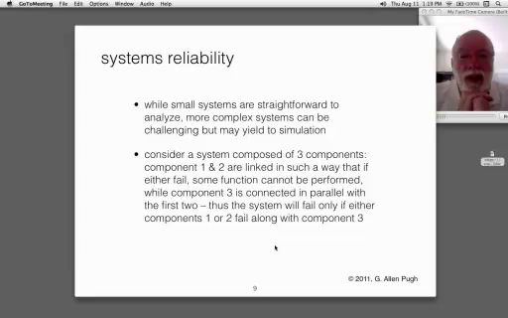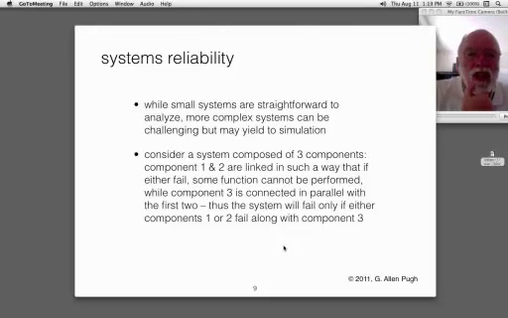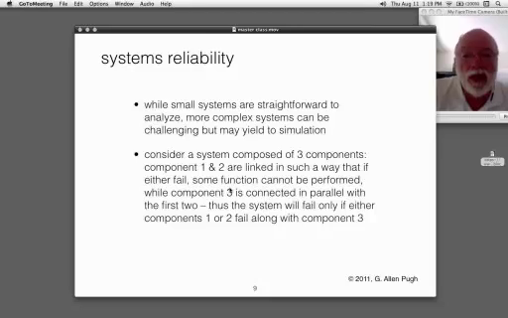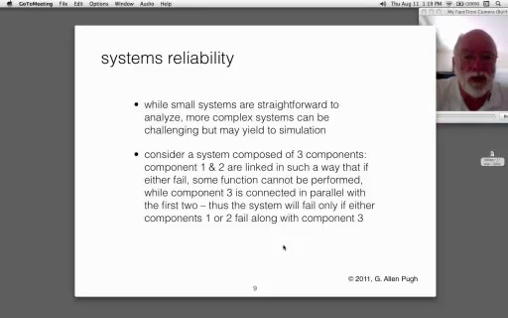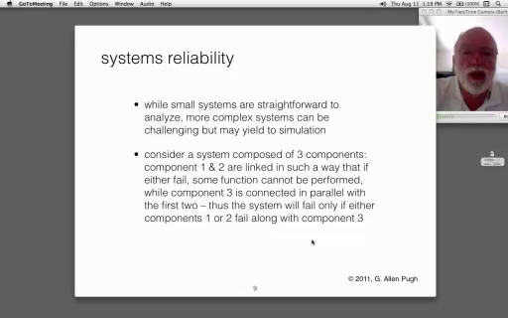Here I've got a simple system composed of only 3 components, cleverly enough called components 1, 2, and 3. Components 1 and 2 are linked in such a way that if either fails, some function cannot be performed. That is, they are linked in a serial way. The third component is connected in parallel with the first 2. Thus, the entire system will fail only if either components 1 or 2 fail and 3 fails. In other words, failures should be relatively rare.